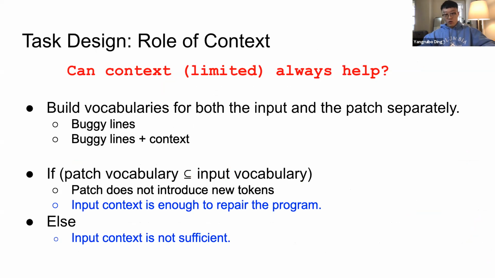To evaluate this, we build vocabularies for both the input and the patch separately. The input vocabulary is built based on the input sequence. It can be either the buggy line itself or the buggy context combined. If the patch vocabulary is a subset of the input vocabulary, we say the patch did not introduce new tokens, and we assume that the input contained enough semantics to repair the program.